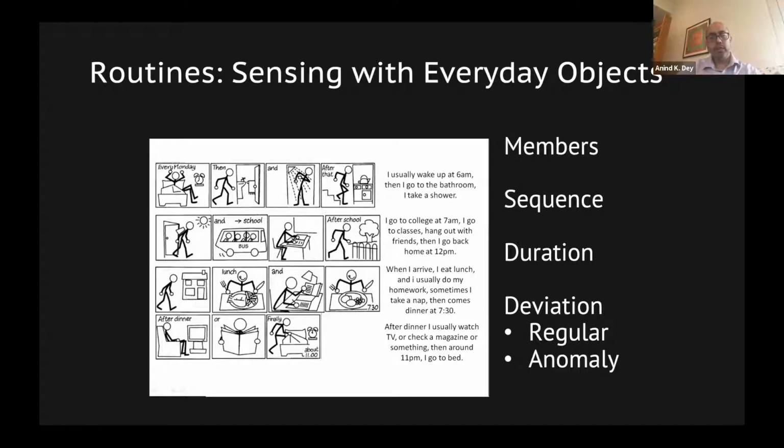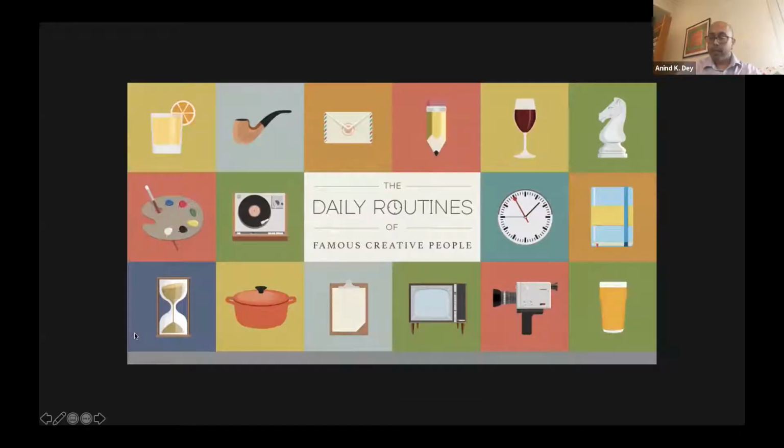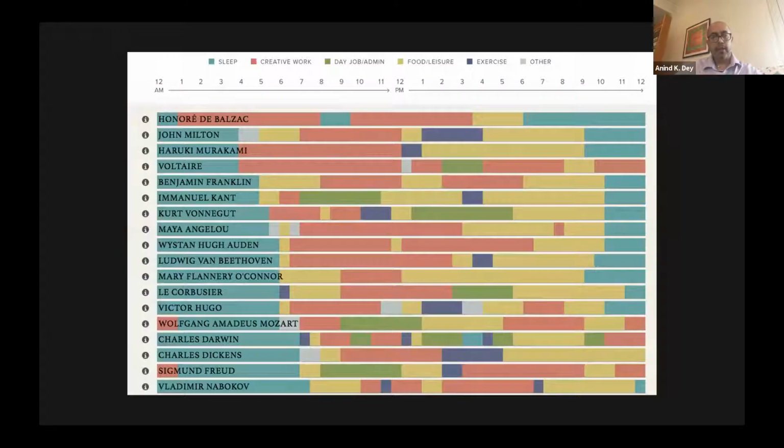And knowledge of these routines and deviations can actually be quite powerful when we're thinking about building autonomous systems. There was first a website and then a book that was created called The Daily Routines of Famous Creative People. What the author did was go back and look at old manuscripts and old journals from people from the arts and the sciences, from all walks of life, and tried to come up with what was a routine day for each of those individuals.